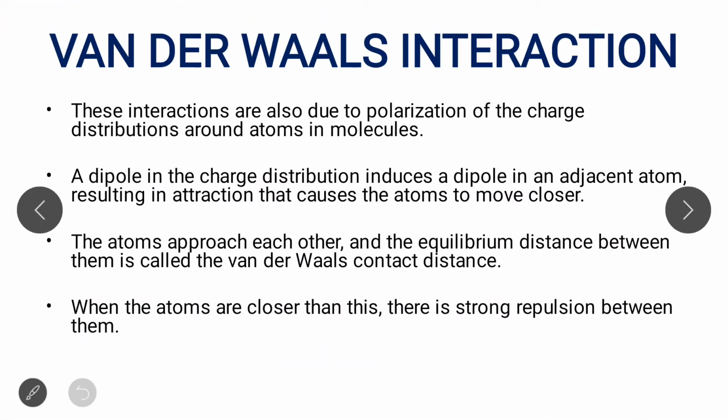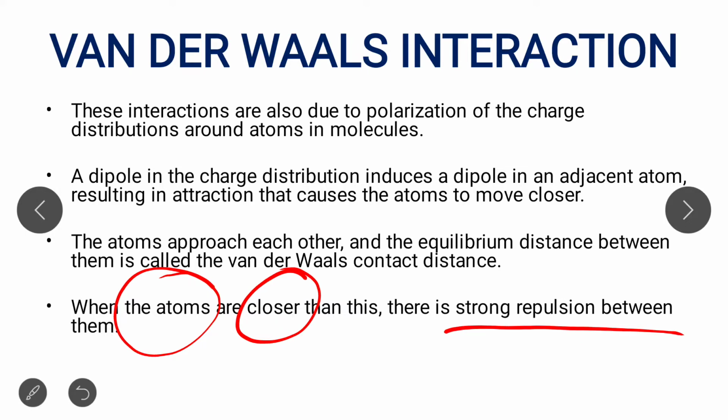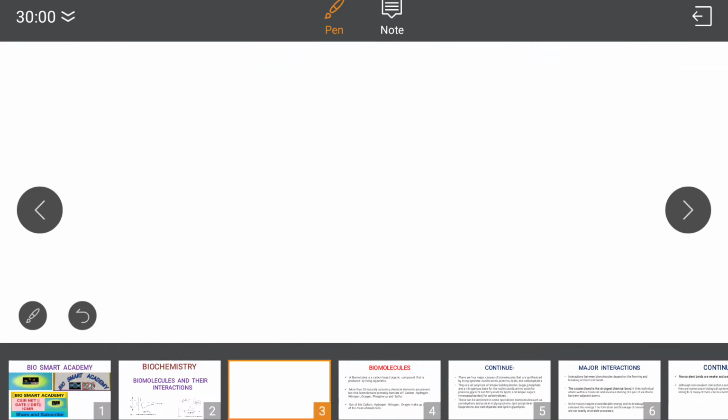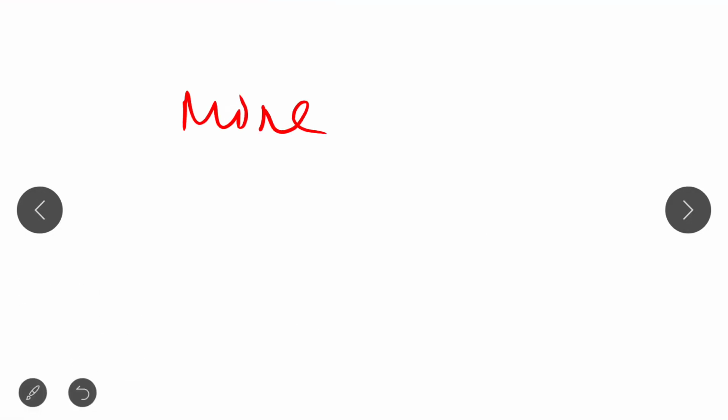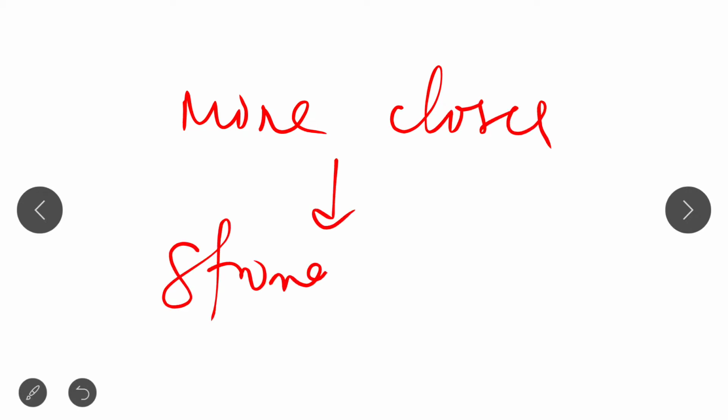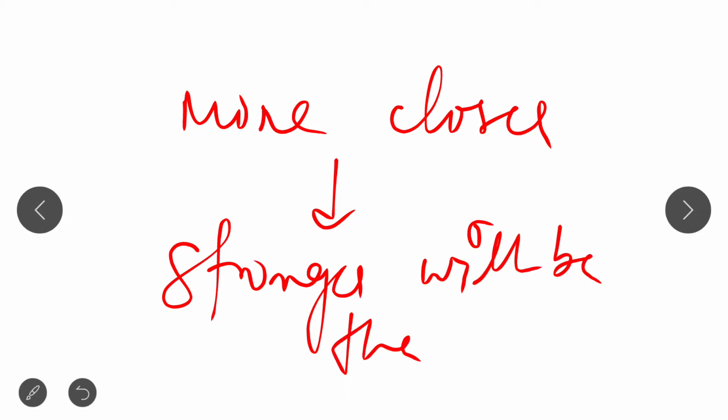And another important point about the van der Waals interaction is that when the atoms where the interaction basically takes place are closer, the more the atoms are close to each other, the stronger will be the repulsion. Please note this concept.